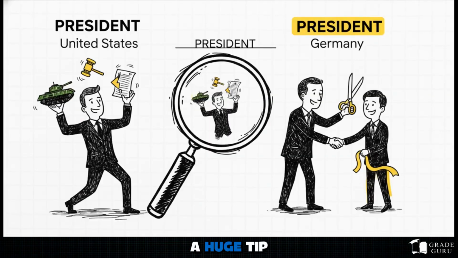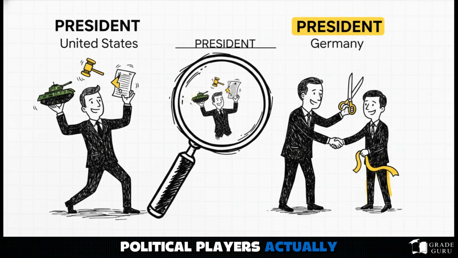Okay, this is a huge tip for your exam, so listen up. To really compare political systems, you have to look past the titles. I mean, sure, the US has a president and Germany has a president, but do they do the same thing? Not even close. Their actual powers, their functions are completely different. The key is to compare what political players actually do, not just what their job title is.